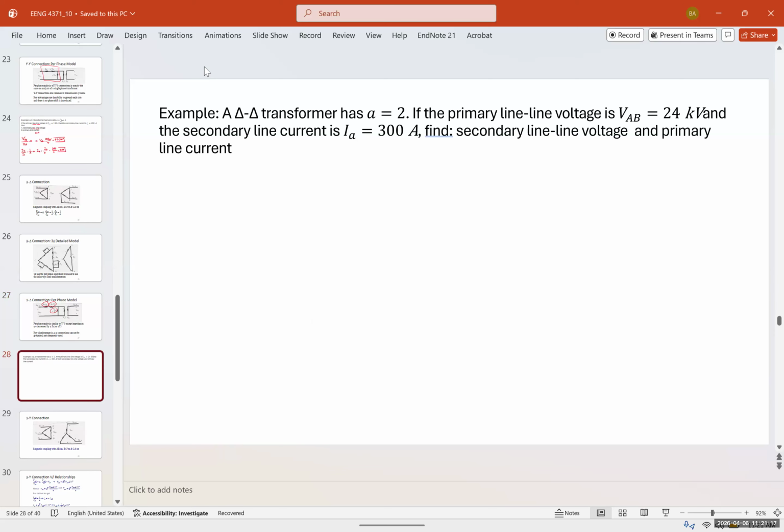Now, let's solve a problem. We have a delta-delta transformer, and it has an A of 2. The primary line-to-line voltage is 24 kilovolts, and the secondary line current is 300 amps. We want to find the secondary line voltage and the primary line current. Again, I'll give you a few minutes to think on this, and then I will solve it.